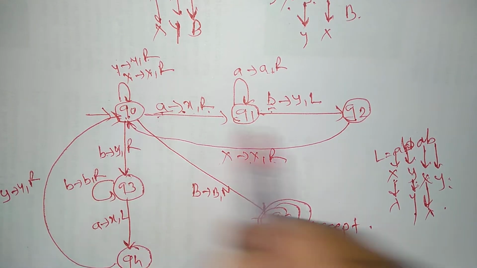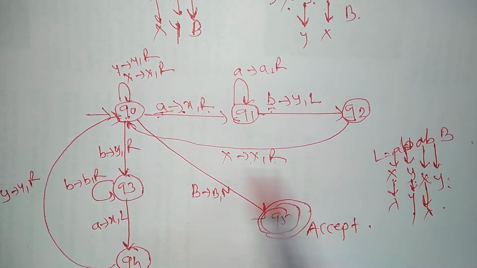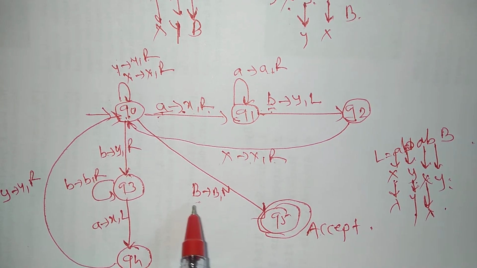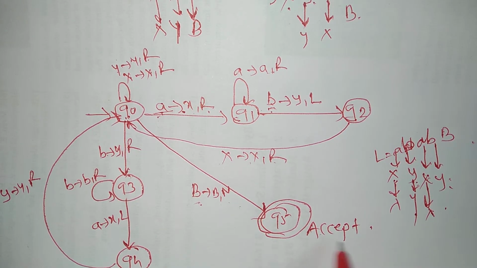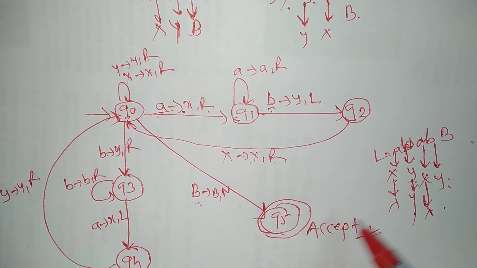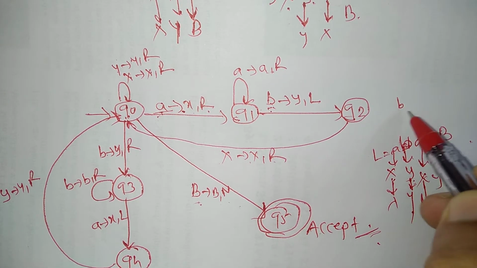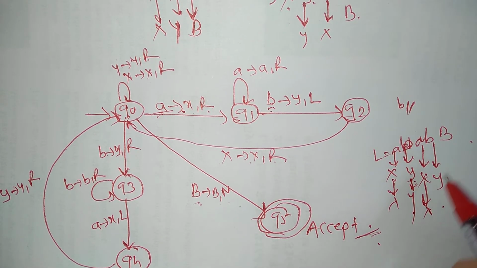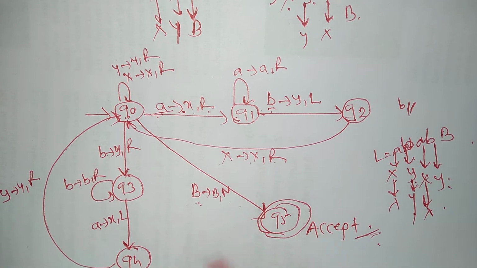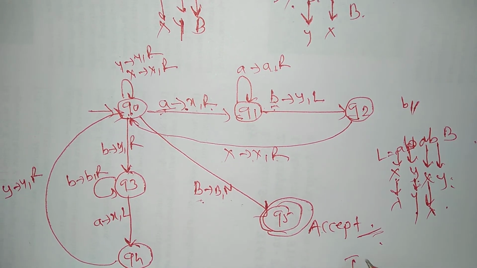After that, what is the input? The input is the blank symbol. For that blank symbol, B is there. B replaced with B. No moves except. On the same aspect, if the language starts with B. So we have drawn a Turing machine.